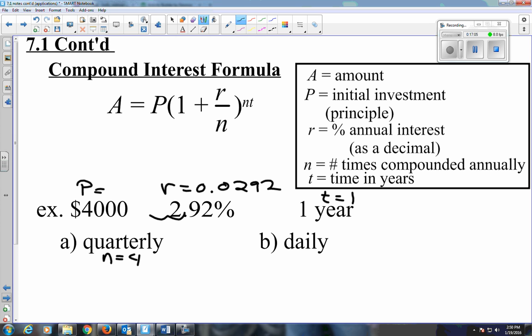Daily, we're going to do that one in a separate problem. Then how many days in a year? 365, and you assume that it is not a leap year. So you just use 365.